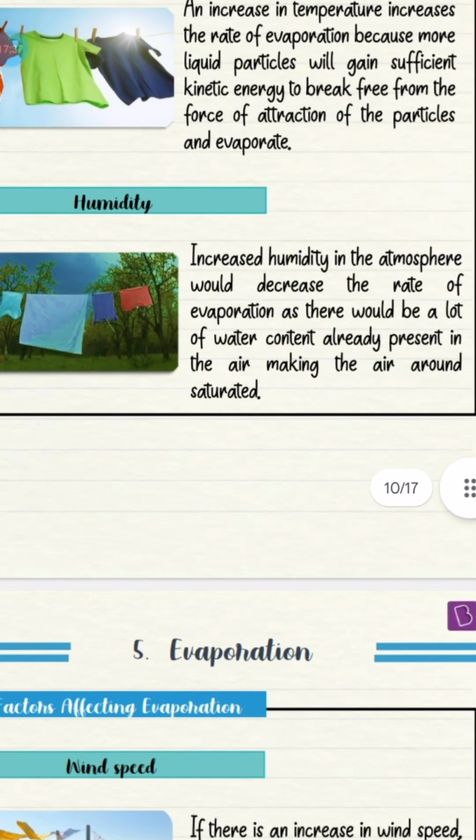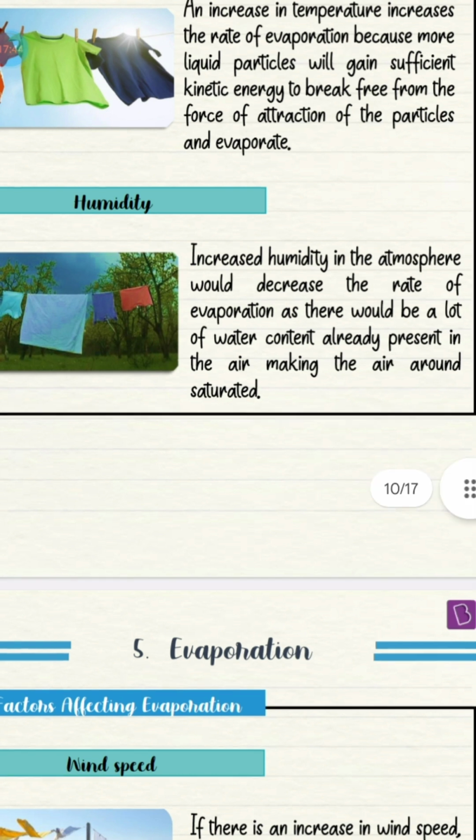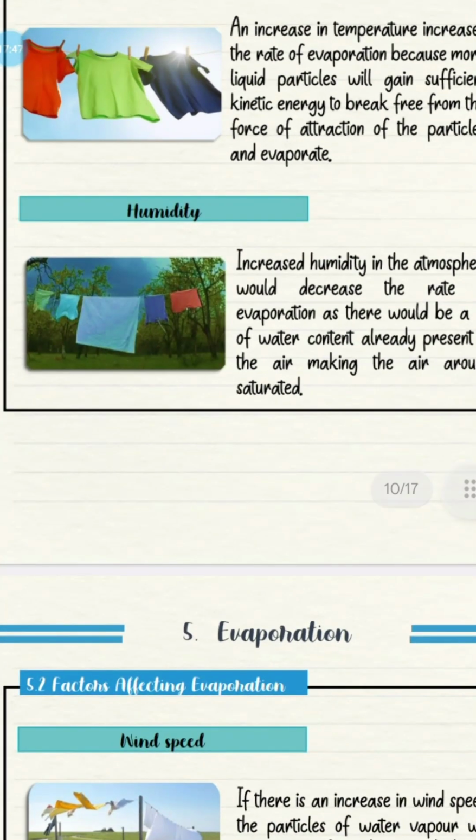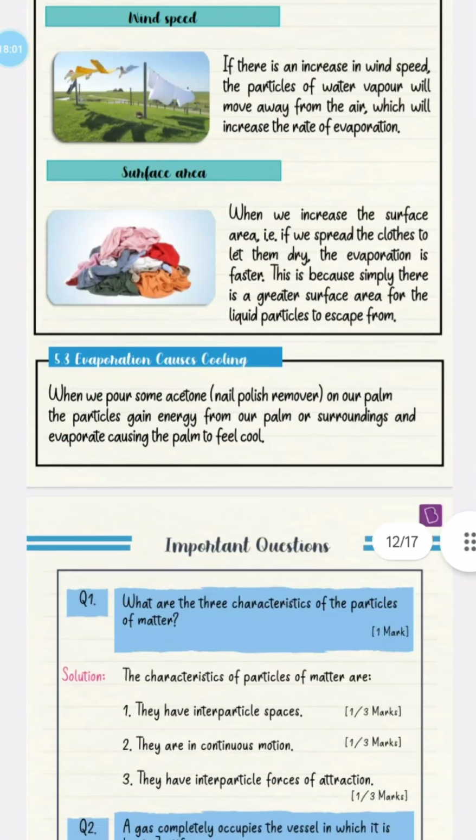Then increased humidity in the atmosphere would decrease the rate of evaporation, as there would be a lot of water content already present in the air, making the air around saturated. Humidity is the amount of moisture present in the air. So if water vapors are already present in the air, where will the evaporated vapor go? There will be no space. This is the reason evaporation decreases with humidity.